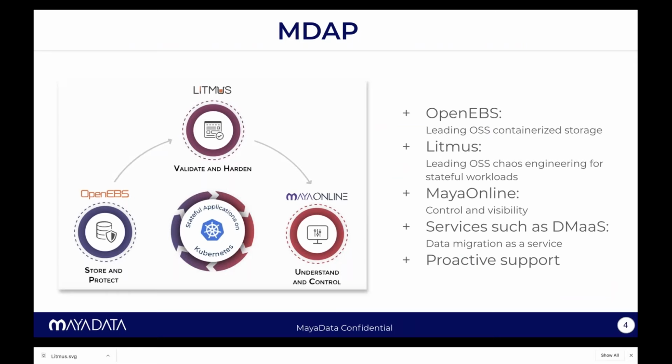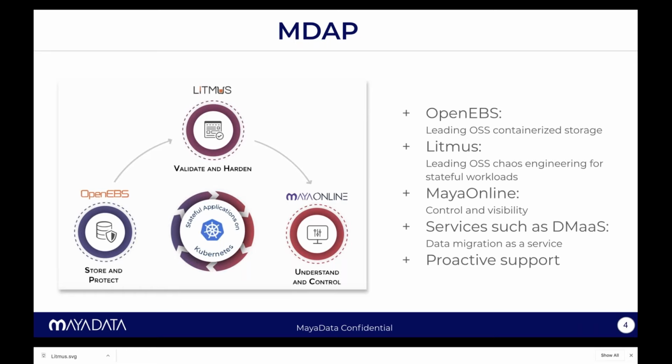Litmus is the chaos engineering infrastructure that lets you validate and harden your applications and infrastructure, Kubernetes infrastructure or RKE, before you go into production and after you're in production as well. And Maya Online is the visibility platform and data migration platform that helps you manage day-to-day operations for all types of personas, from developer to DevOps, admins, and the VP of software. And then, of course, it comes with proactive support.